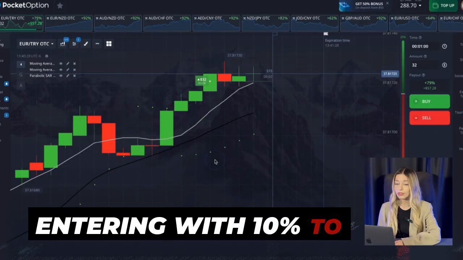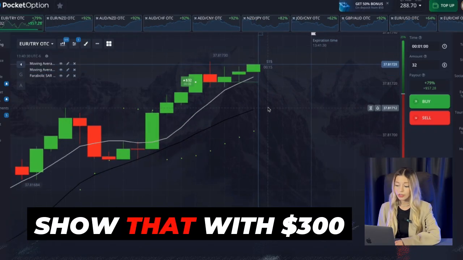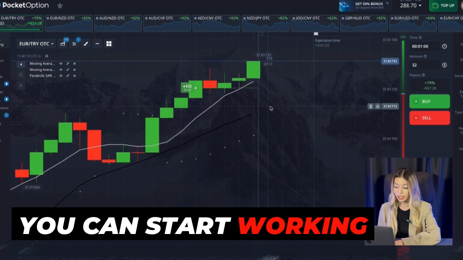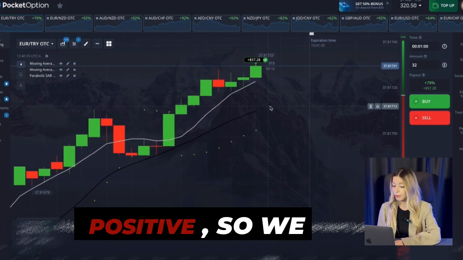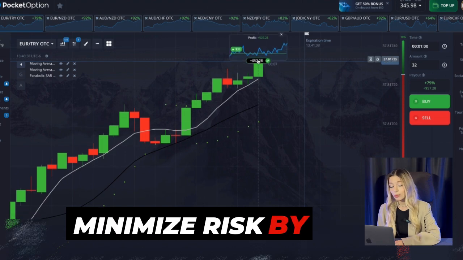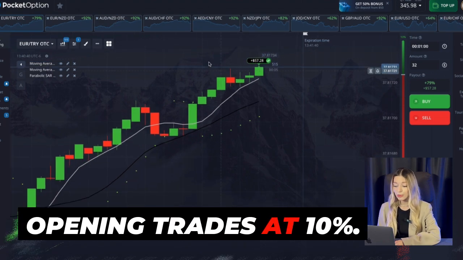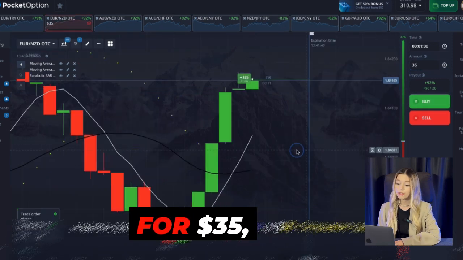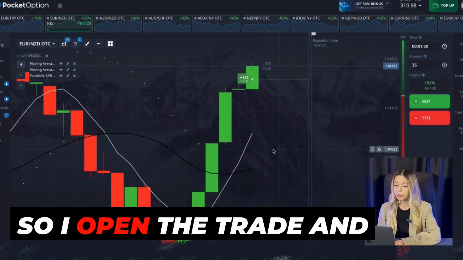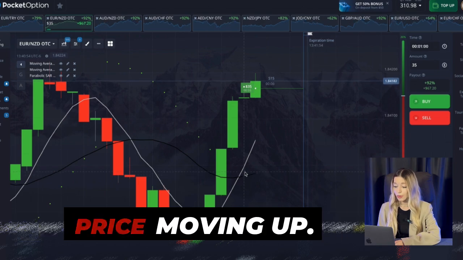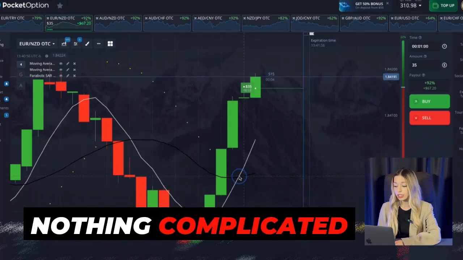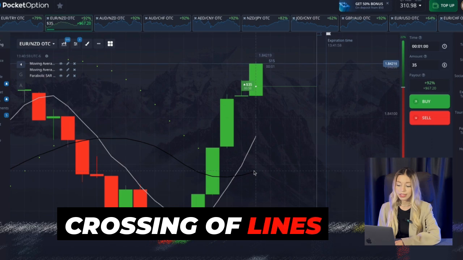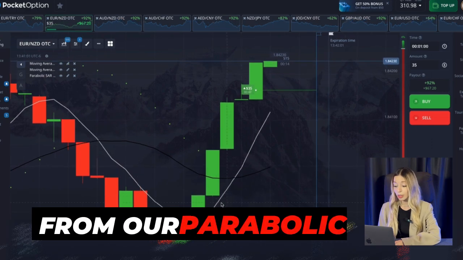After 10 seconds, if all goes well, we will get another profit, guys. Entering with 10% to show that with $300 you can start working. The trade closes in the positive, so we minimize risk by opening trades at 10%. Now the next pair has a clear upward signal for $35. So I open the trade and immediately see the price moving up. Nothing complicated here, just the same crossing of lines and confirmation from our Parabolic SAR.